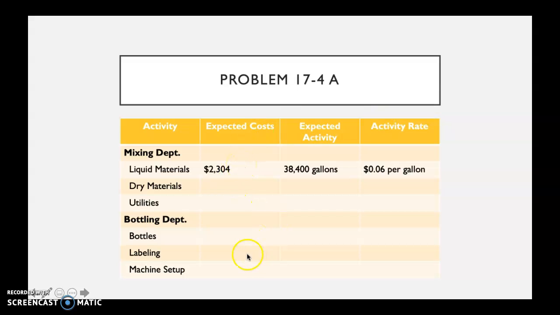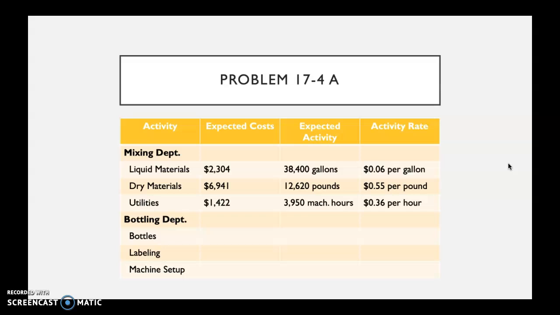Now we have 5 other activities. I'm not going to go through every one, but we're going to pull the expected cost and the expected activity from the information given, and then divide the two to figure out the activity rate. So for the dry materials, that is going to give us 55 cents per pound. For utilities, it's going to give us 36 cents per machine hour.